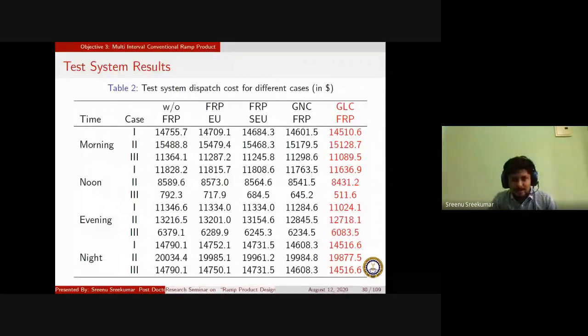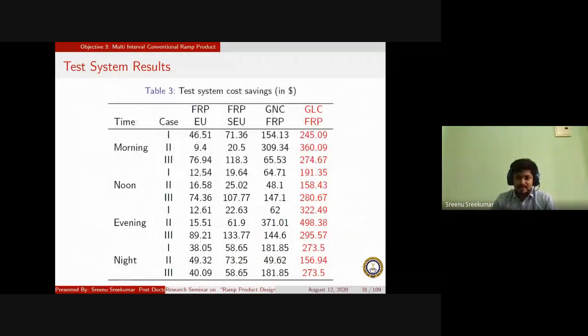And here table 3 shows the cost savings with RTD without FRP. So here also we can observe that the proposed Gumbel Copula based FRP is showing more cost savings.